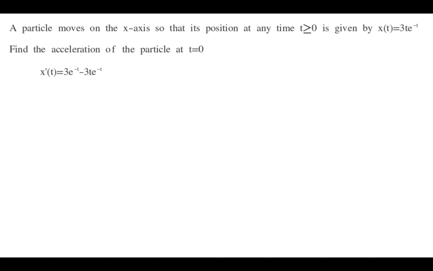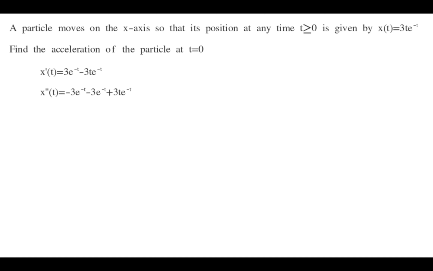To do this, we first have to take the derivative of our given equation in order to find the velocity. And then to get the acceleration from the velocity, we're going to take the derivative again. When we take the derivative of the velocity function, which is 3e to the negative t minus 3te to the negative t, we get x double prime of t, which is acceleration, equals negative 3e to the negative t minus 3e to the negative t plus 3te to the negative t.